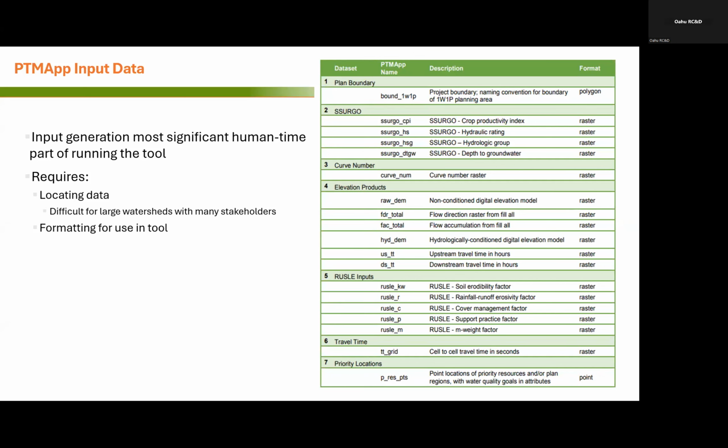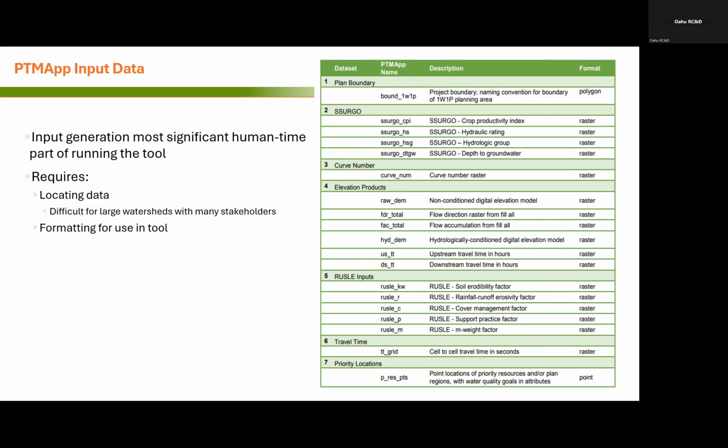But like I just mentioned, the input data is creating that. You can see this table on the right side of the screen. Those are all individual data layers or data tables that need to go into the PTMApp tool to then run appropriately. And this is one of the more significant human time commitments for running the tool, is just creating these. So it requires locating all these individual data layers, which can be difficult for large watersheds with many stakeholders. It can be difficult for different parts of the country where common data that's available in one part of the country might not be common in another part of the country.